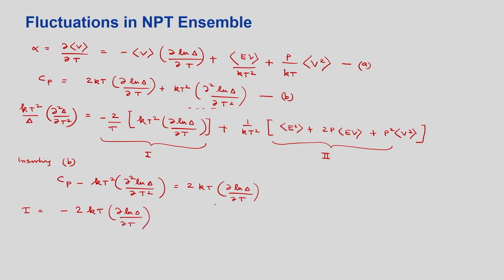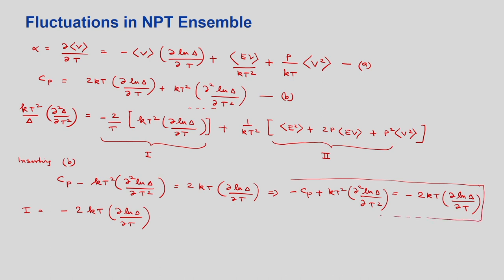It means this one and this one, if I want to make them equal, I just need to make a negative sign on both sides. So this will be minus Cp plus kT square, then dou square ln delta by dT square equal to minus 2kT into dou ln delta. Okay, now this is important. This expression I will now substitute here. So term 1 is settled, implying that I have all the equation in terms of known properties, that is Cp. So you have this term settled. Now let us go for the second term. Now term 2.